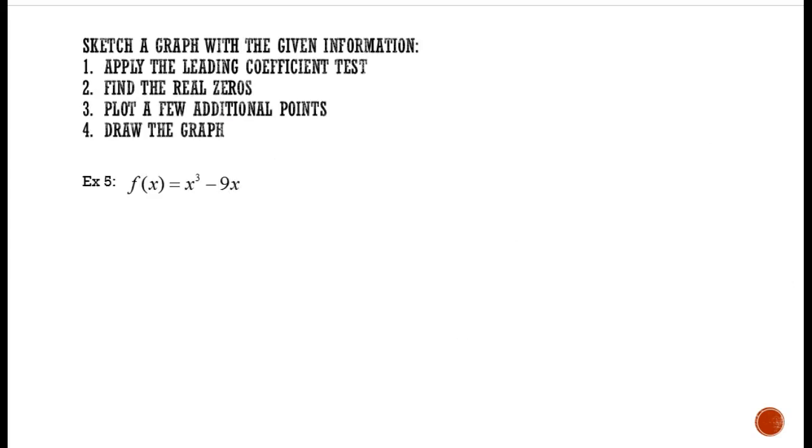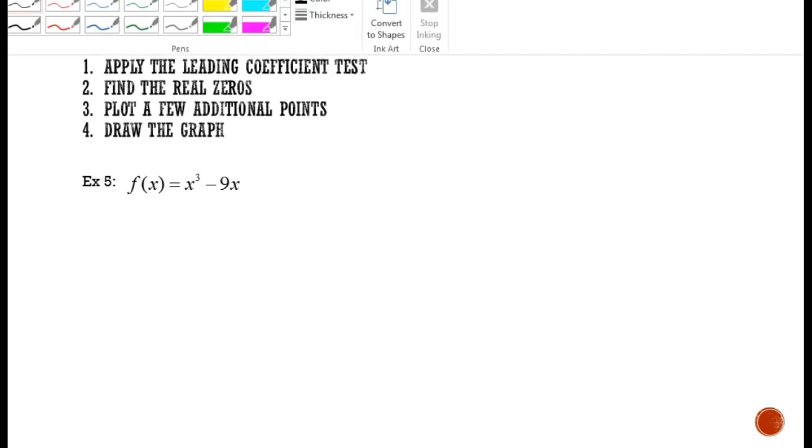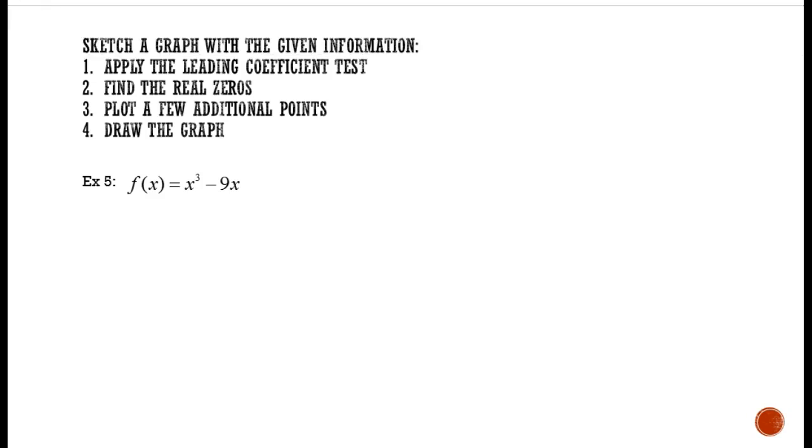Now, graphing. So here's what the graphing instructions will say. Sketch a graph with the given information. Number 1, apply the leading coefficient test. Number 2, find the real zeros. Number 3, plot a few additional points and draw the graph. All right, so here's how this will work. Start with that leading coefficient test that we talked about before. So we look at the highest power of x, and we notice that it's odd and it's positive. So do you remember that mimics the linear function? So the two ends are going to go like this. All right, so I need that information.